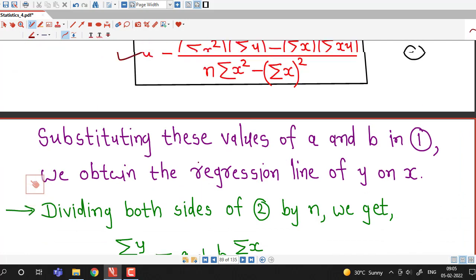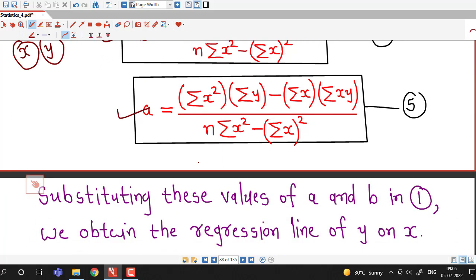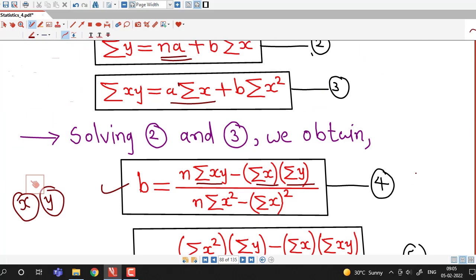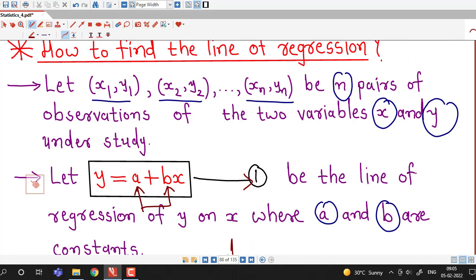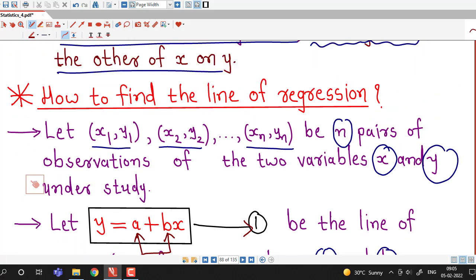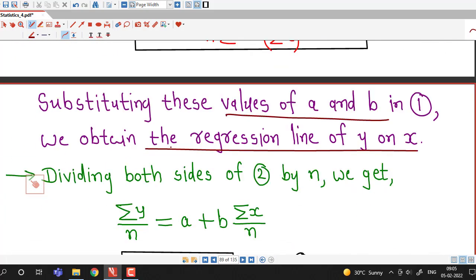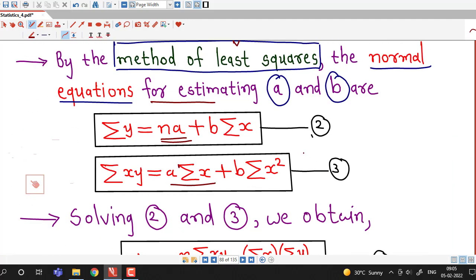So now after obtaining values of a and b, you substitute these values in the given equation 1 and we obtain the regression line of y on x. So this completes the method of least squares. Now what is another way of finding the line of regression? That we are discussing now. So for that we are using again this normal equation 2.